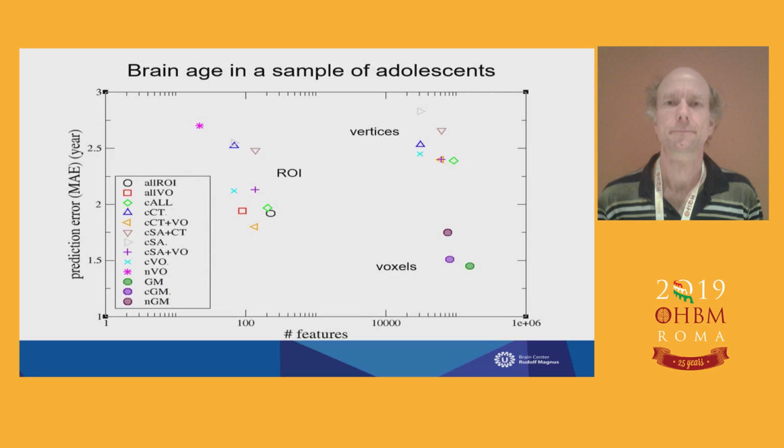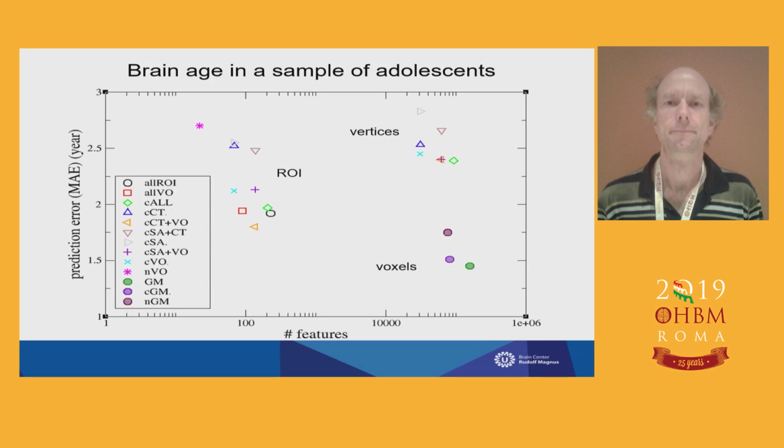On the horizontal axis, you see the number of features of our feature data set, and on the vertical axis, the prediction error, the mean absolute error of our brain age models. So the lower, the better. And what you can see is that the VBM dataset, the voxel-based gray matter density dataset, performed best, had the lowest prediction error. But it has a very high dimension, that dataset.